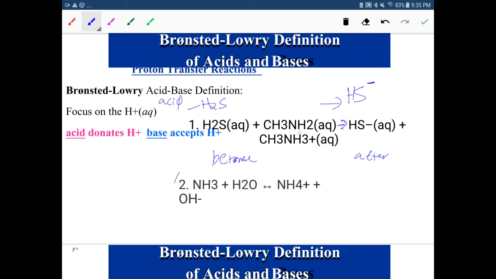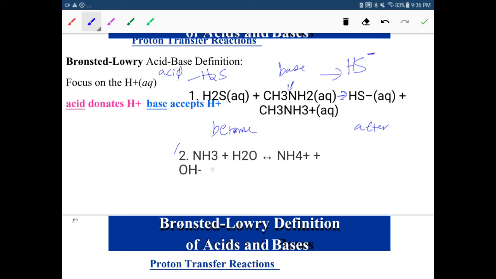CH3NH2 in the reactant side becomes CH3NH3 plus, telling you that a hydrogen was accepted by this species, by CH3NH2. A hydrogen was accepted and it became CH3NH3 plus. Since this species accepted the proton, accepted the H plus, gained the H plus, it's going to be considered the Bronsted-Lowry base.